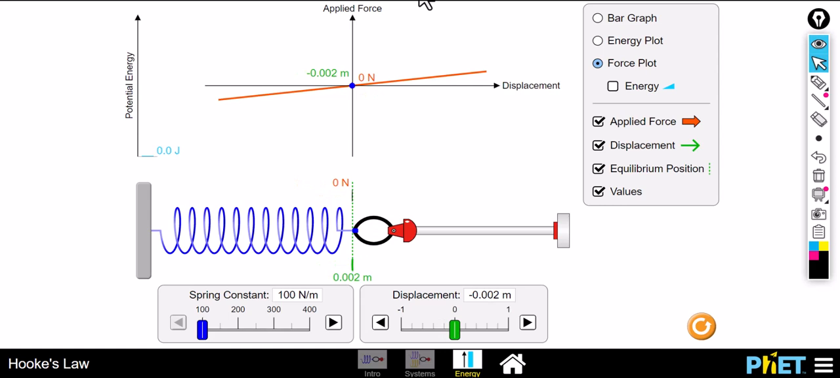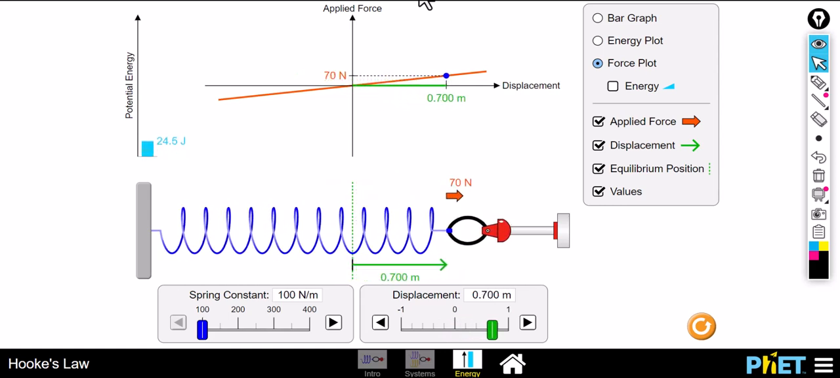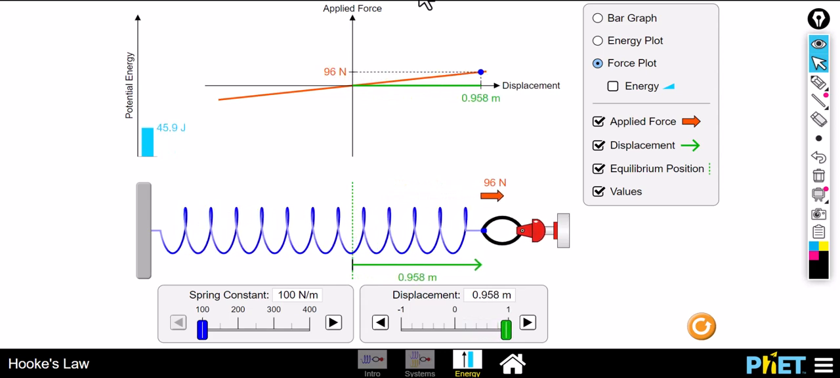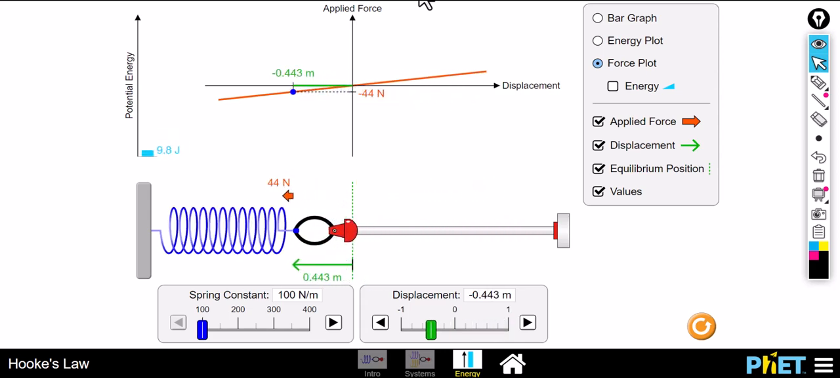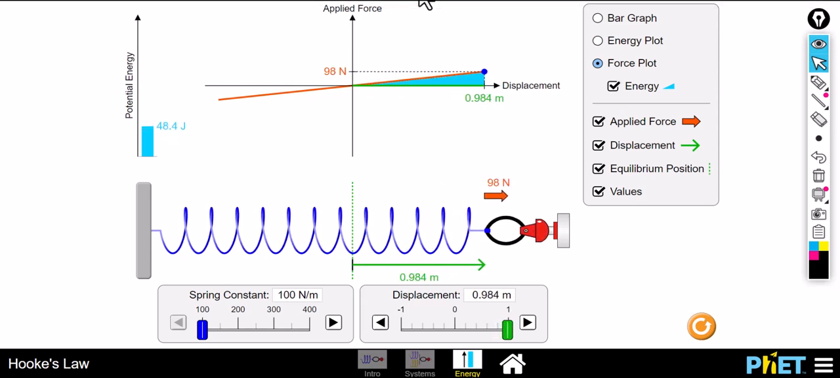Here's our equilibrium. And then notice how it's a positive slope, now it's in quadrant 1, whereas when I'm compressing it, it's in quadrant 3. And what's fascinating is the energy, right? The energy, which is in joules. The spring potential energy is going to be in joules.